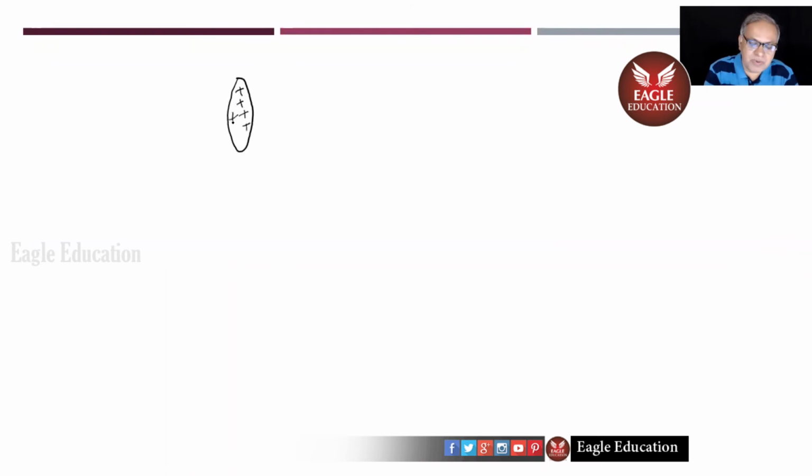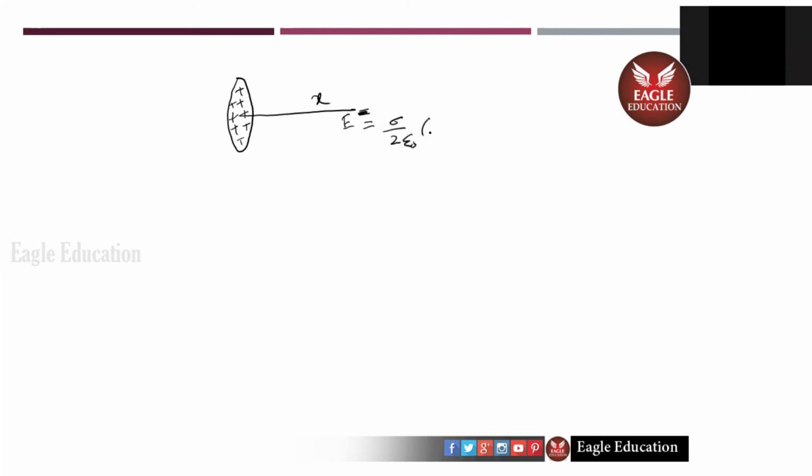The same disk thing once again. This is going to be the most important formula for the future. Now, this is x we set. And the formula is, tell me once again, E equals how much? One is telling me: sigma by 2 epsilon 0 times 1 minus x by root over x square plus r square. That is good. And then now I'll give you one more case.